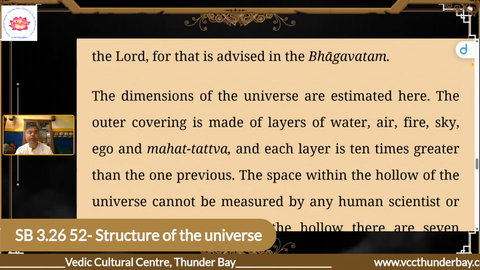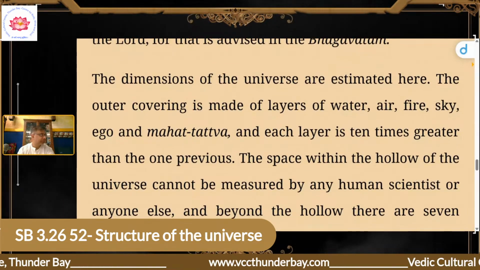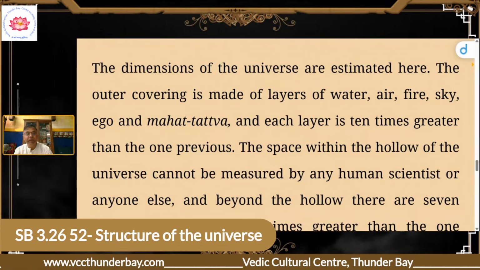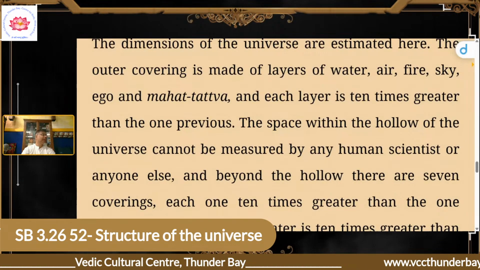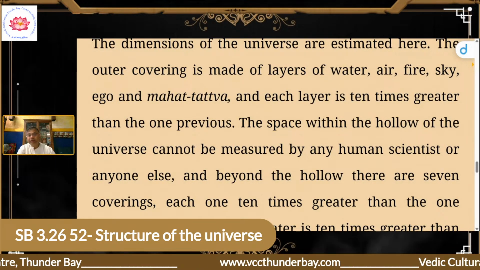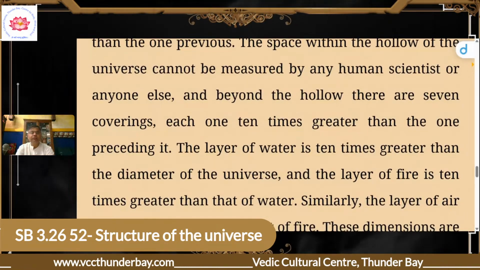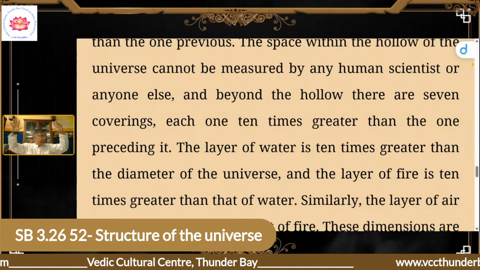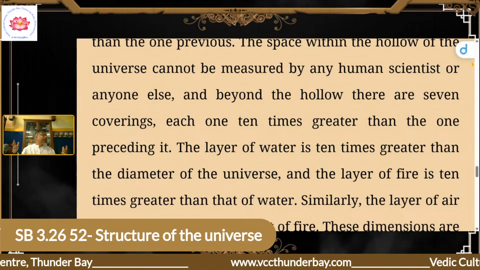The outer covering is made up of layers of water, air, fire, sky, ego, and Mahatattva, and each layer is 10 times greater than the previous one. The space within the hollow of the universe cannot be measured by any human scientist or anyone else. Beyond the hollow are seven coverings, each one 10 times greater than the one preceding it. So you see, this universe is in the shape of an egg, and then there are layers, and you cannot measure the space. No human brain can fathom the depth of it.